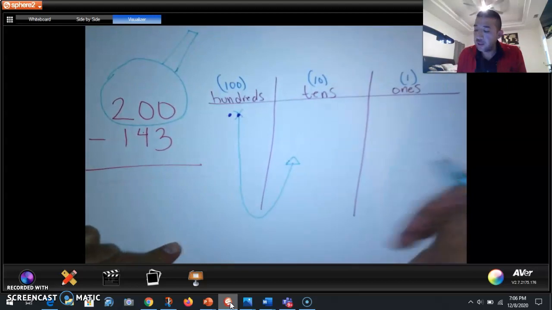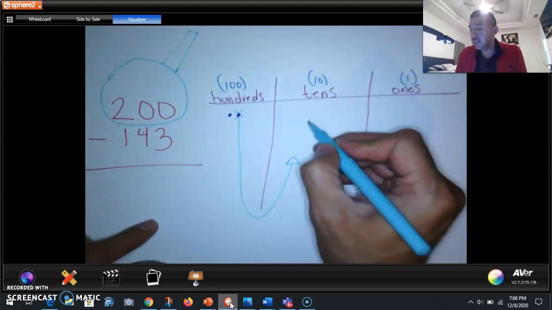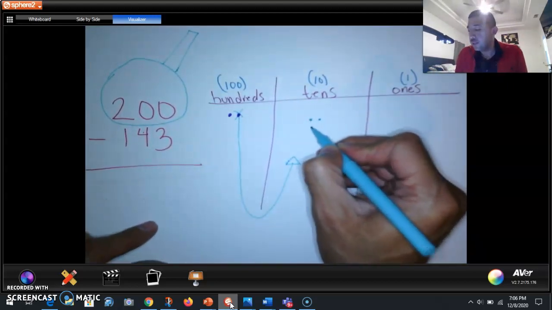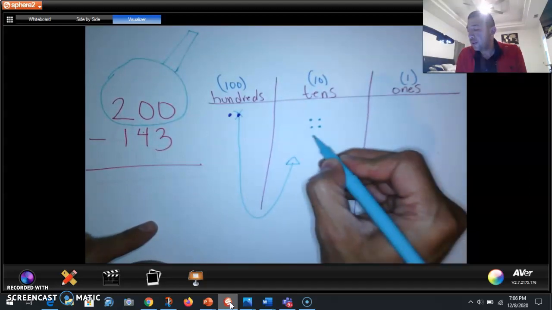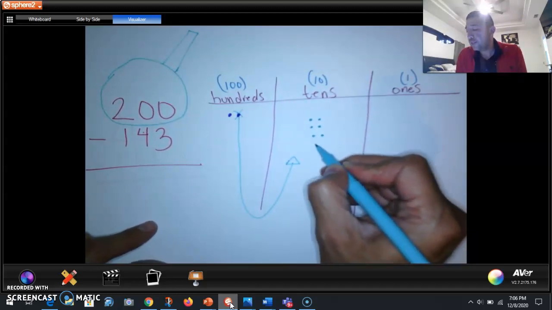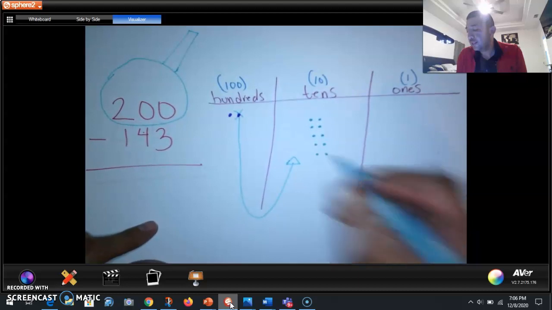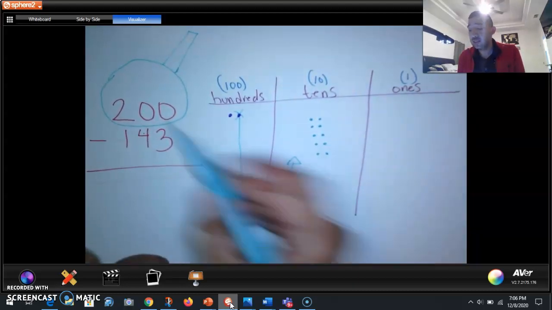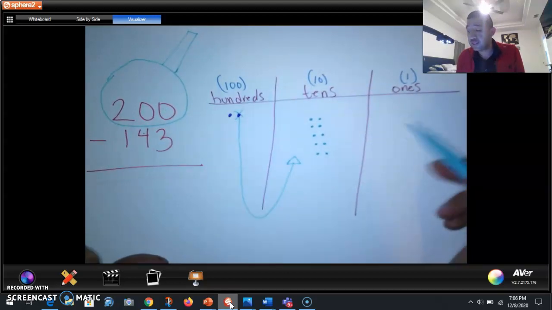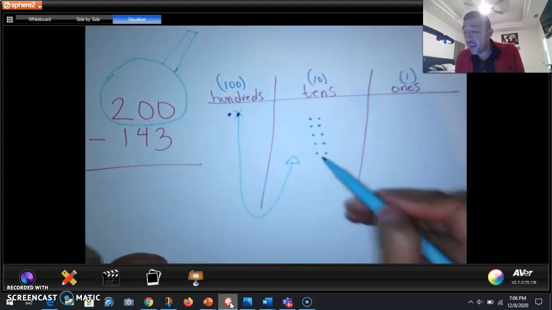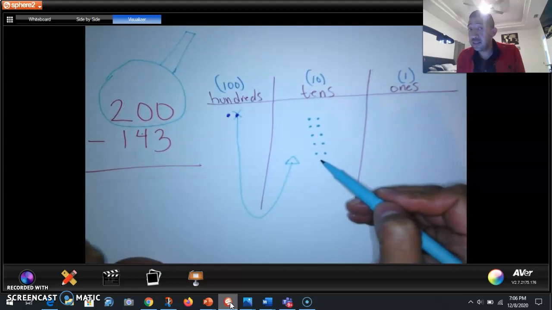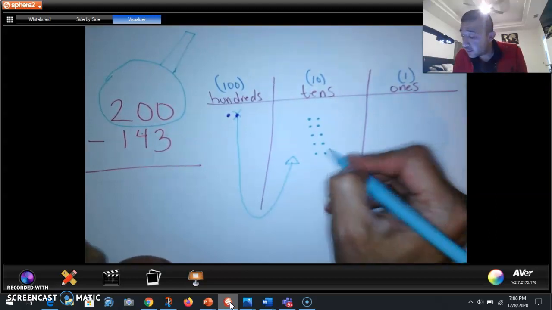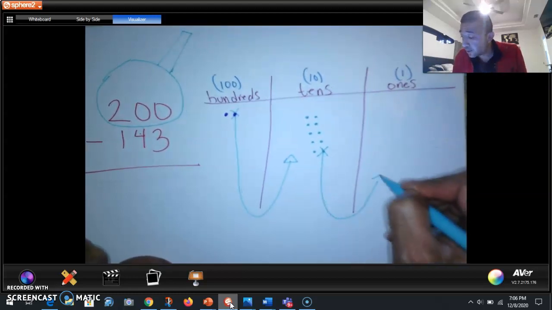Go ahead and do that. 100 is 10 tens, right? 1 ten, 2 tens, 3 tens, 4 tens, 5 tens, 6 tens, 7 tens, 8 tens, 9 tens, 10 tens. Let's read the problem once again. 0 minus 3. Can I subtract 0 minus 3? No, right now. Can we unbundle from the tens? Yes, now we have some tens, so let's unbundle from the tens, right?